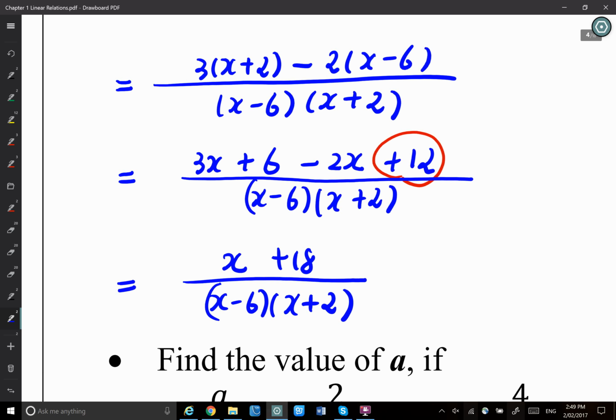Okay, if you finish this one, please try the next one. Try to think about what's the common denominator for the next one. Okay, I will give you a couple of minutes, 2 minutes, to think about how we can calculate the next one.